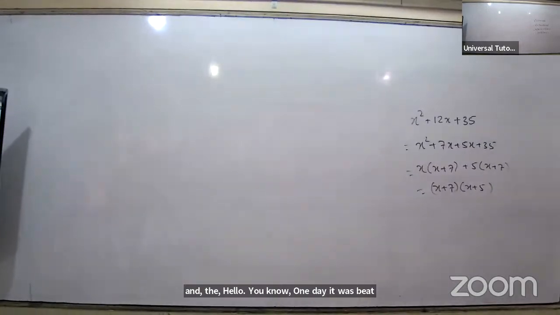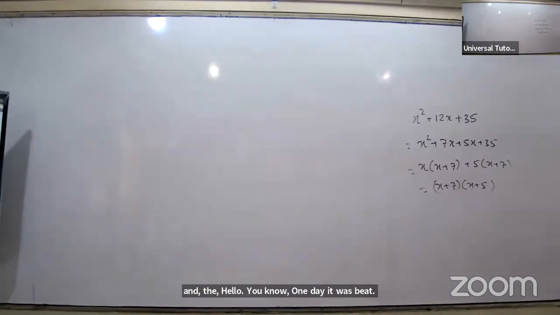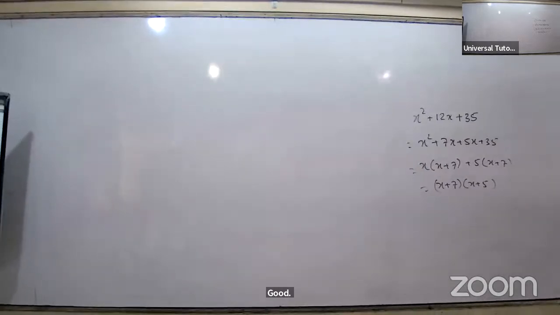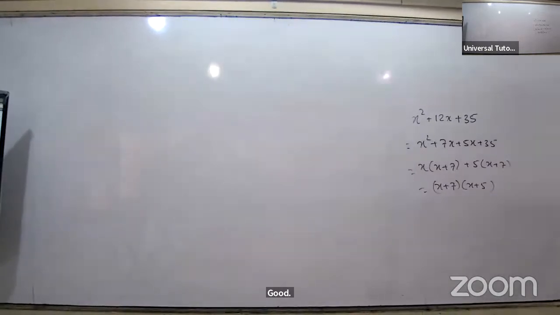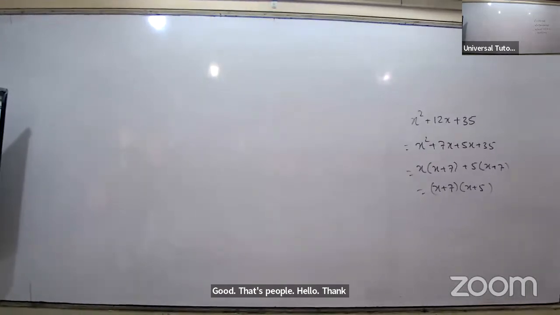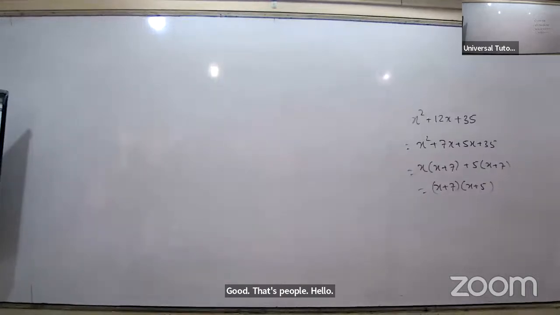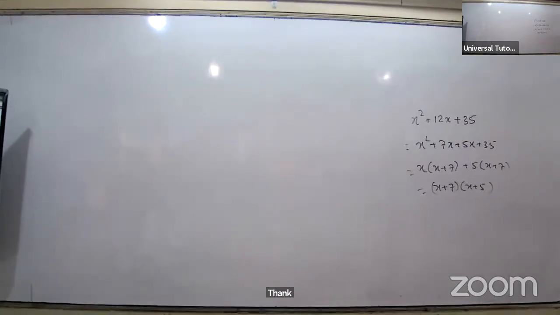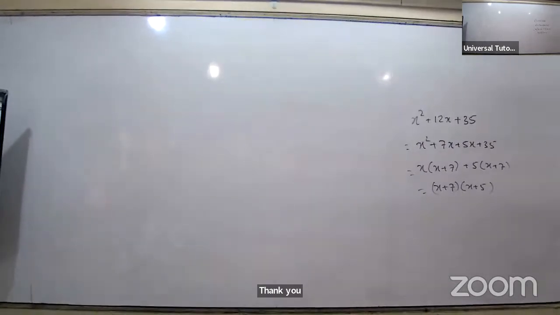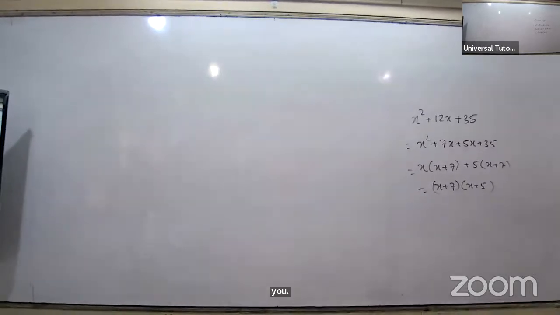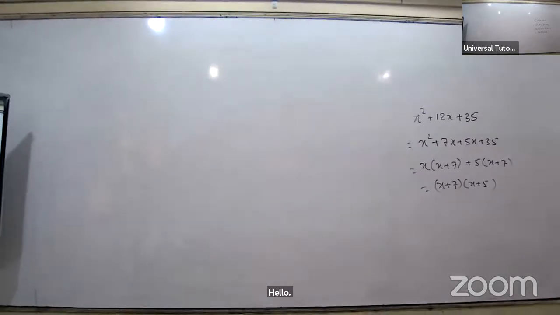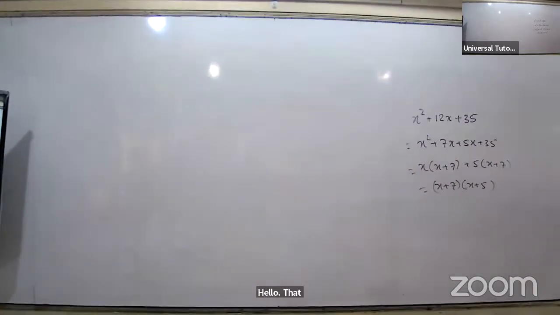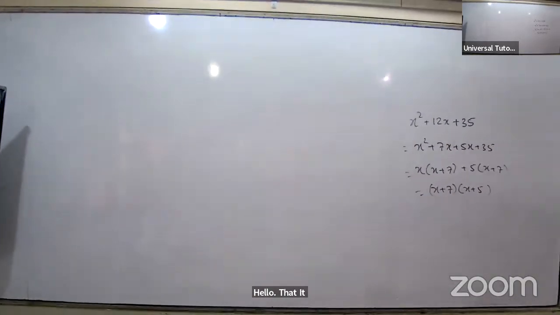What is A plus B whole cube? A cube plus 3A square B plus 3AB square plus B cube. Sit down. What is A cube plus B cube? A cube plus B cube is equal to A plus B whole cube minus 3AB into A plus B. Another one: A plus B into A square minus AB plus B square. Sit down. Plus, minus, don't make mistakes.